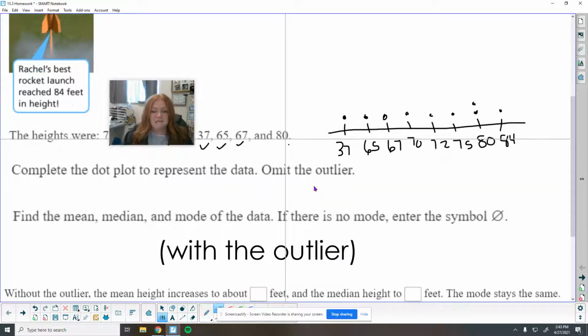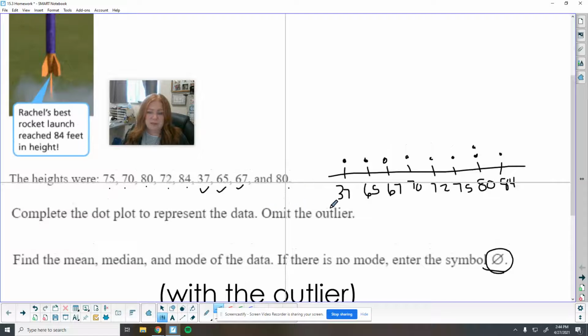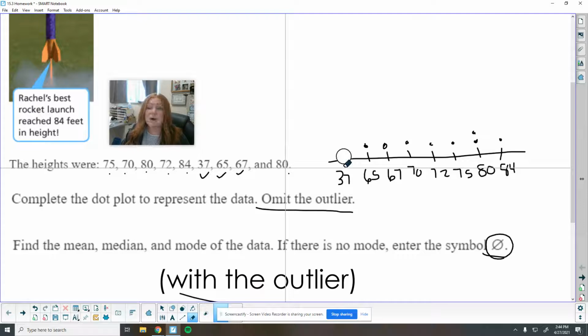Okay. Now we need to find the mean, median, and mode of the data. Remember, if there's no mode, we enter that no symbol. So first we're going to find it with the outliers. So on our dot plot, we are not including that, right? Because it's so far away. So on our dot plot, right, here's 66 in between here, and it has nothing. So if you're doing it in Ed or on your paper, you want to make sure you drop those down so there's nothing in there.